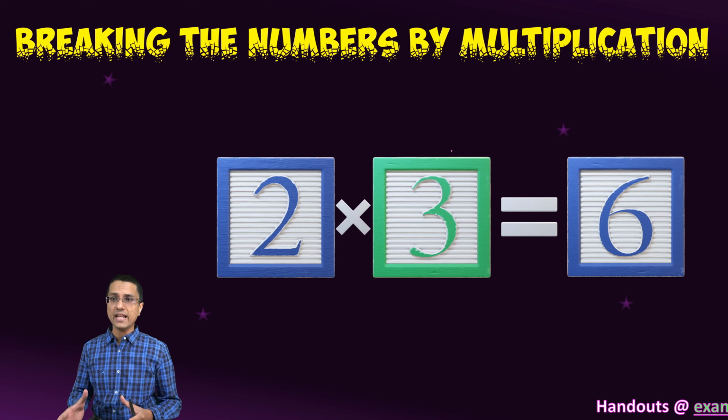On the other hand, 6 is said to be a multiple of both 2 and 3. So 6 comes in the table of both 2 as well as 3. That's what a multiple means.